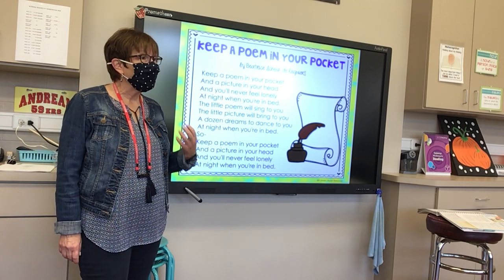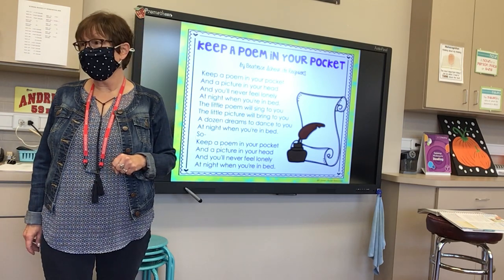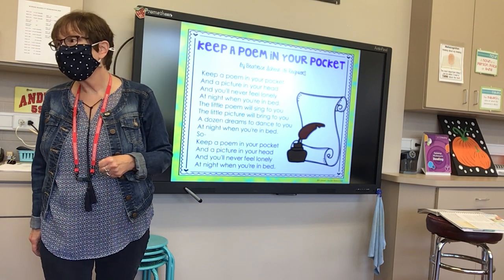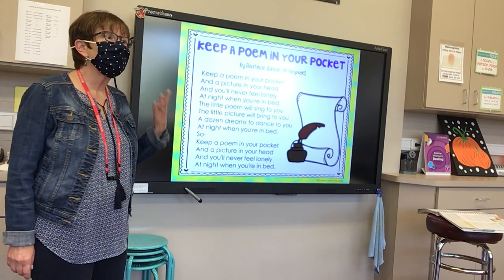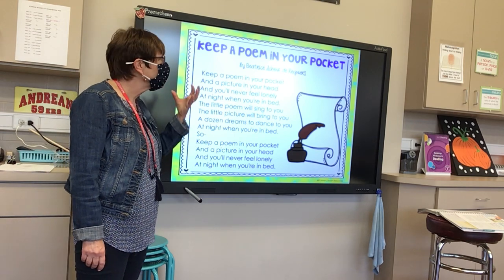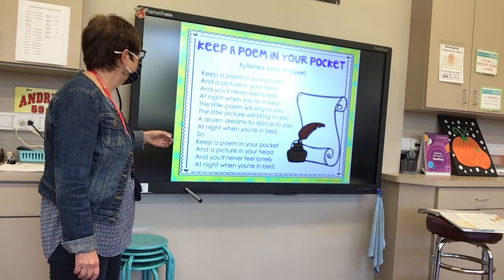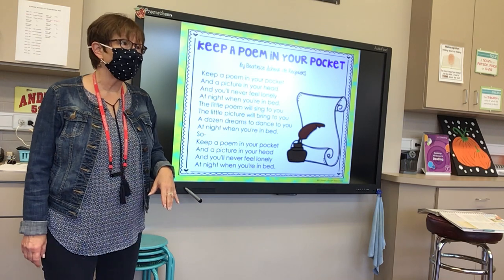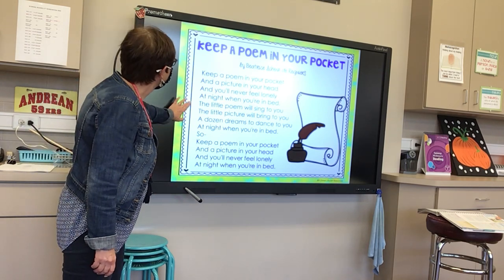That's something to think about, right? Because a poem always gives you something to think about, something to dream about. It fills your mind with emotions. It fills your mind with pictures. A poem does a lot of different things for you. So we're going to be learning a lot of different things about poems.